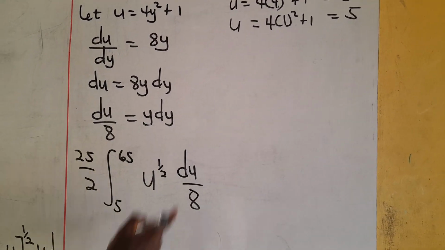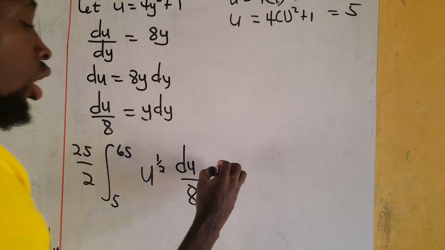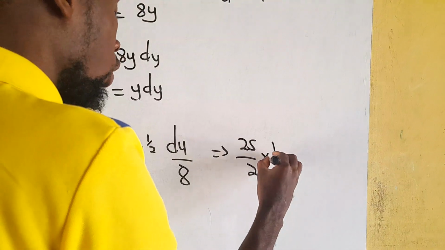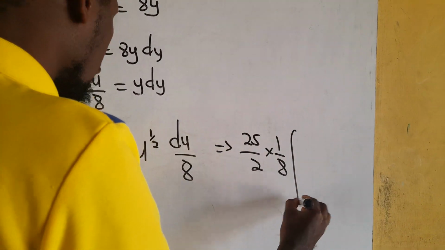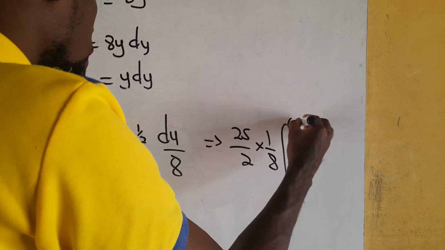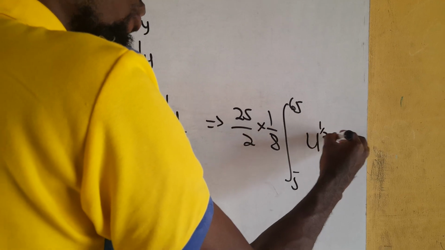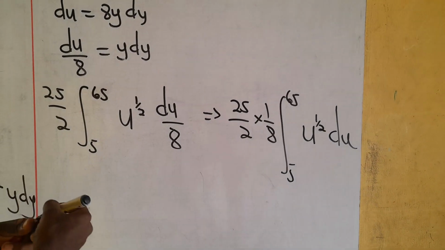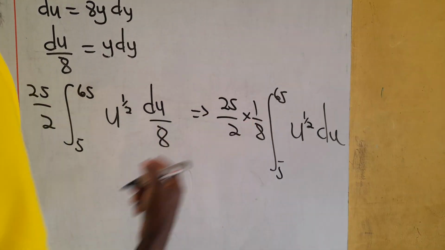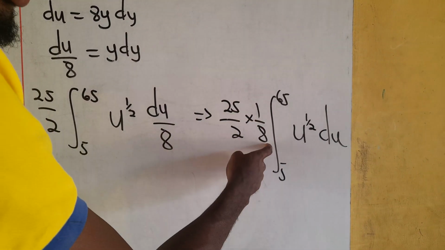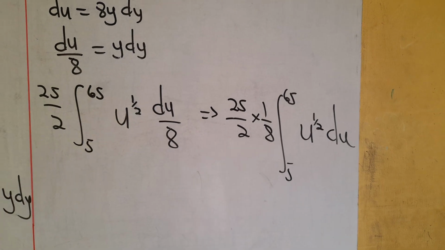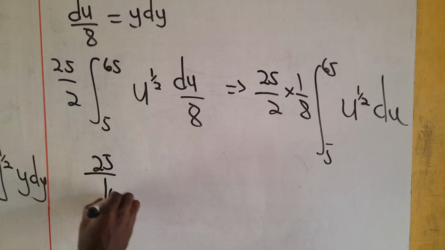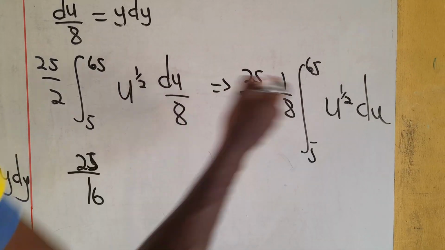This is interesting. This 1 over 8, I can bring it out again. So I'll say this is 25 over 2 times 1 over 8, the integral spanning from 5 to 65 of u exponent half du. Now, how do I integrate this? So this will give me 25 over 16. Then I will integrate this now.